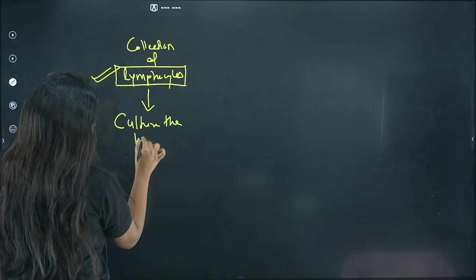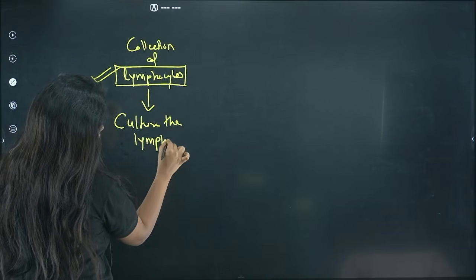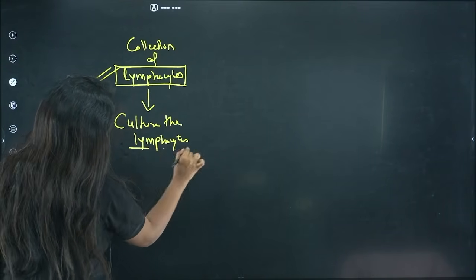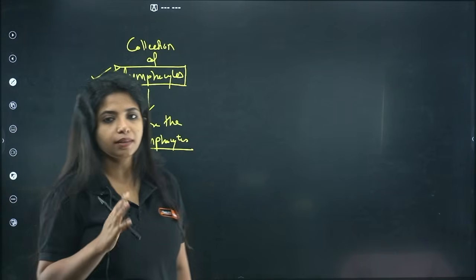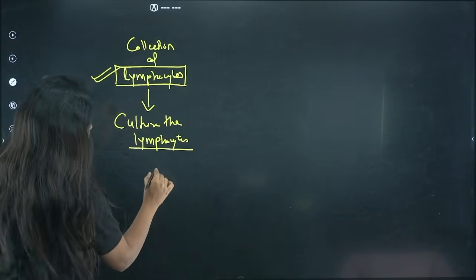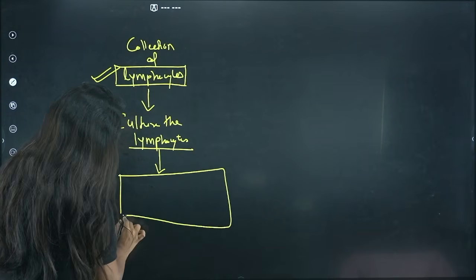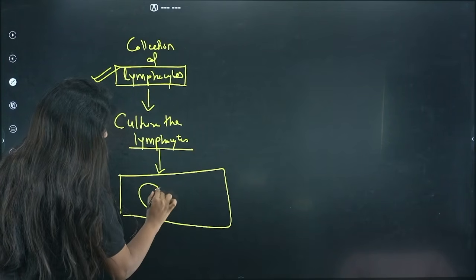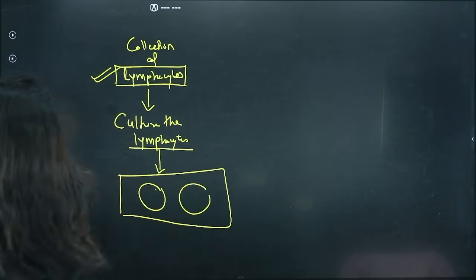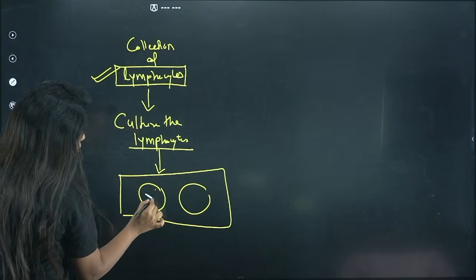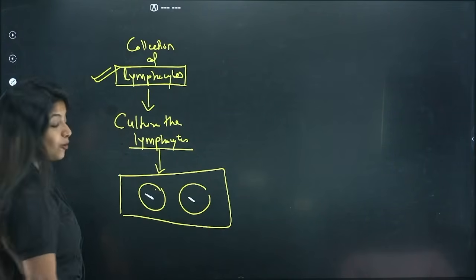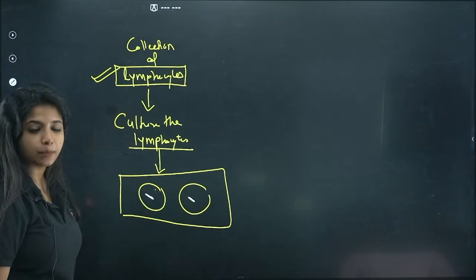Culture the lymphocytes. Make sure that there is an increase in the number of lymphocytes. Later on, with the help of recombinant DNA technology, within the lymphocytes, my dear children, you are going to transfer the gene. The gene for what? Adenosine deaminase.